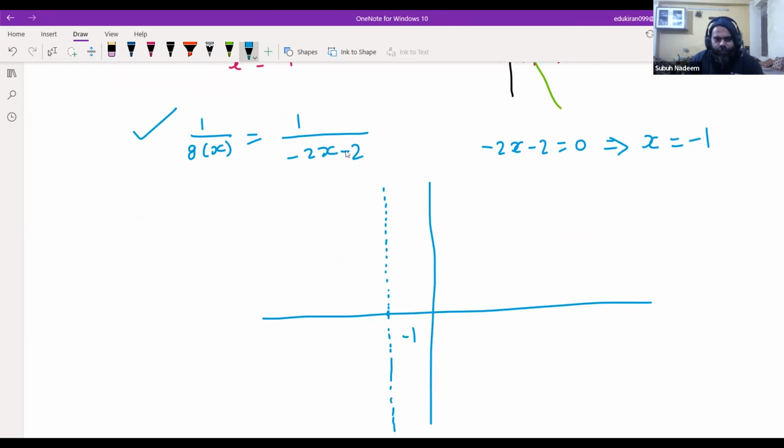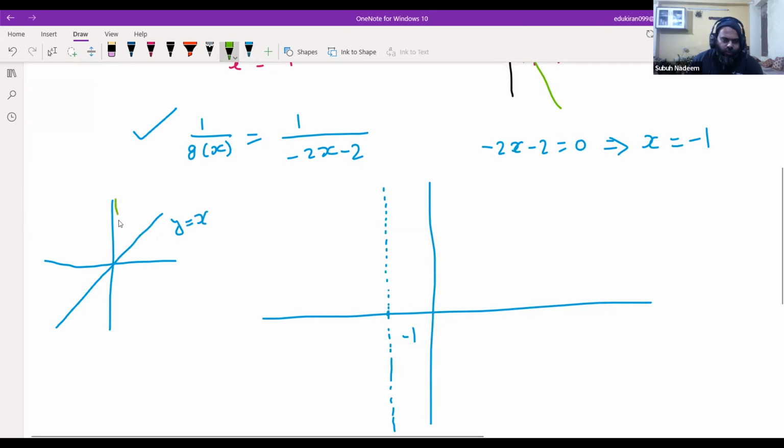Further, this is a reciprocal function. If you remember the reciprocal function, in the previous class we did this one. A simple function, y is equal to x, and its reciprocal function, y is equal to 1 by x. So this we did in the last class.